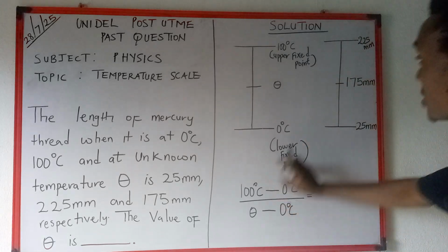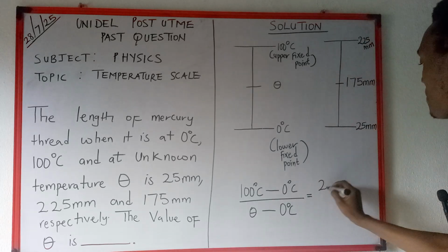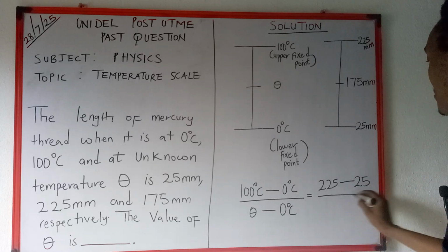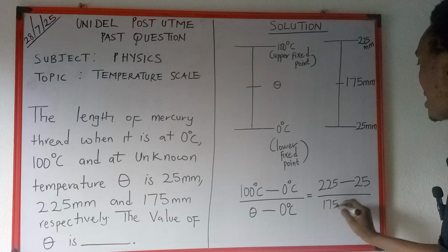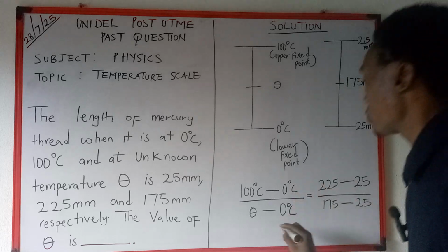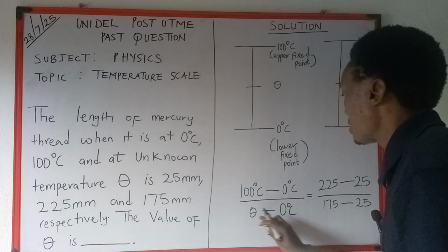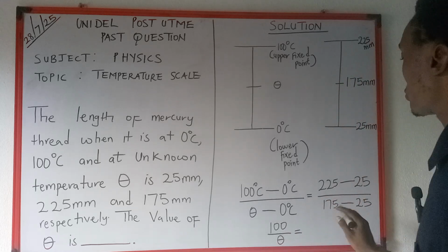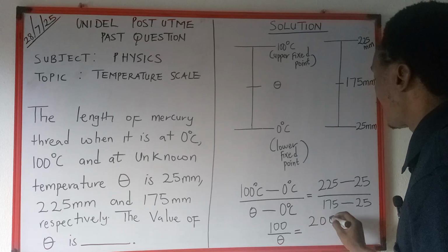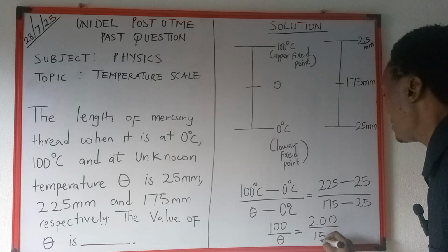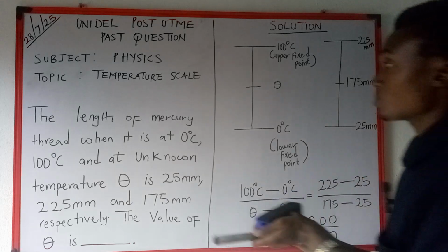Go to the next one. Follow suit. What you did here, that's what you're going to do here. 225 minus 25 equals 175 minus 25. Okay? So 100 minus 0, you're still going to have 100. Theta minus 0, you're still going to have theta. 225 minus 25, you're going to have 200, while 175 minus 25, you're going to have 150. Okay? So, let's move on.